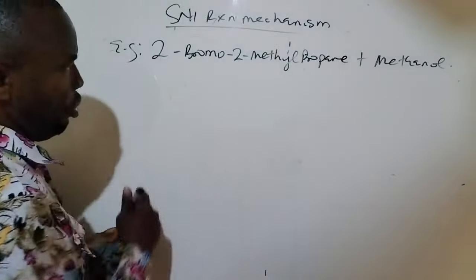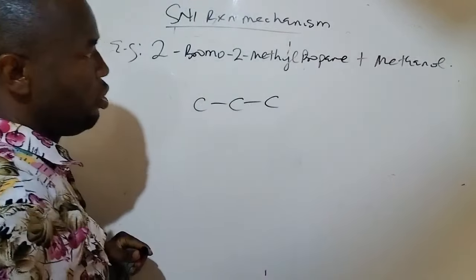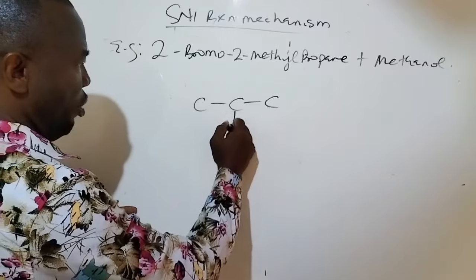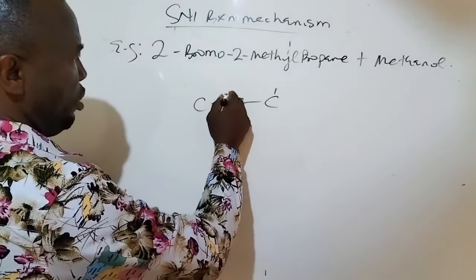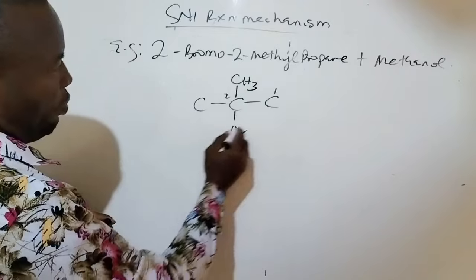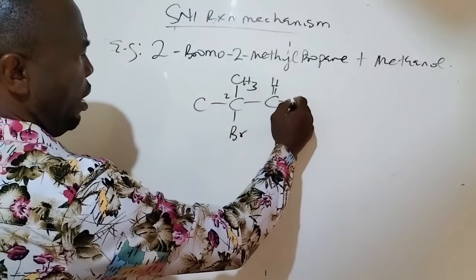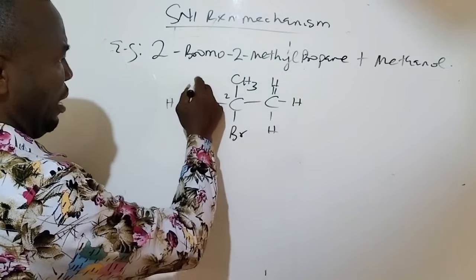So let's look at this structure. Propane is 3 carbons, you can see that. So 2-bromo means there is a bromine on number 2. They call this 1 and 2. Then 2-methyl means there is also a methyl on number 2. So we can complete everything with hydrogen, H, H, H, H, H, and H.